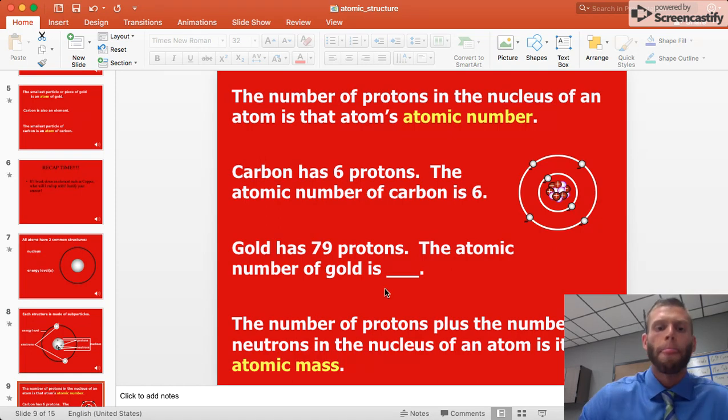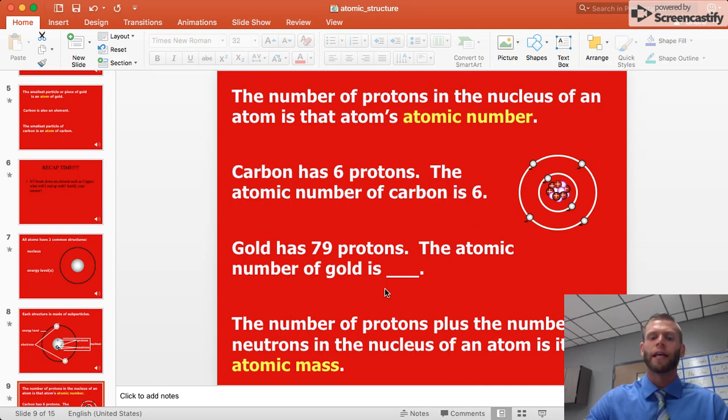All right, so the number of protons in the nucleus is called the atom's atomic number. For instance, carbon has 6 protons, 6 little plus signs in its nucleus. That makes the atomic number of carbon 6. How we know it's carbon is that it has 6 protons. No matter what, any atom you look at, if it has 6 protons in it, it has to be carbon, because that's what gives it its identity. It's almost kind of like its DNA, right?